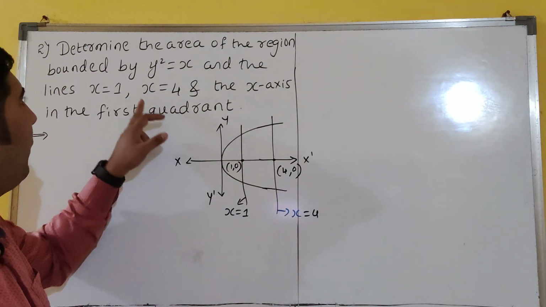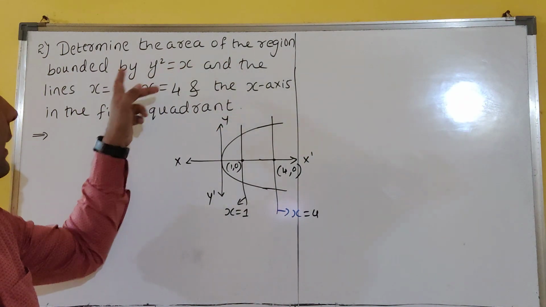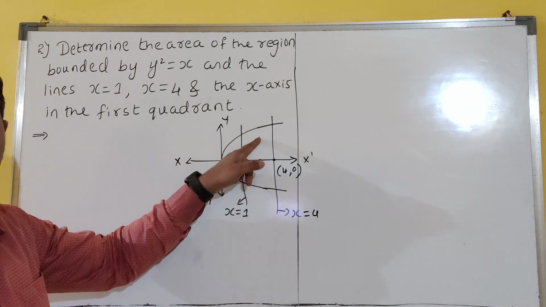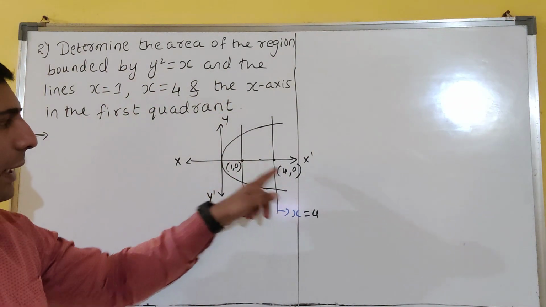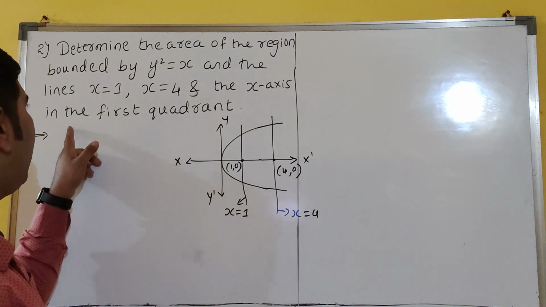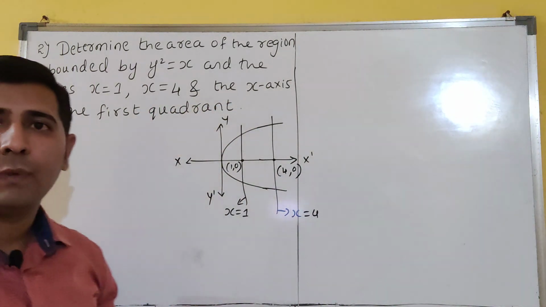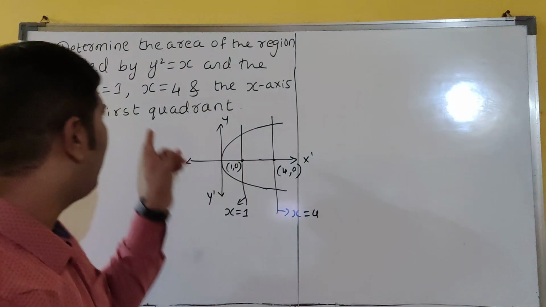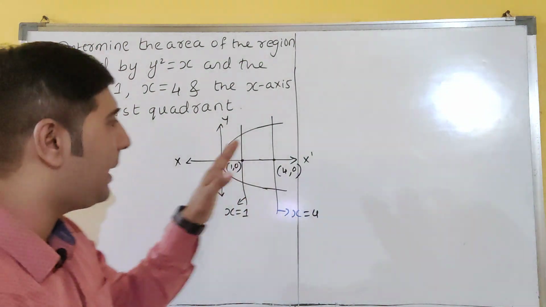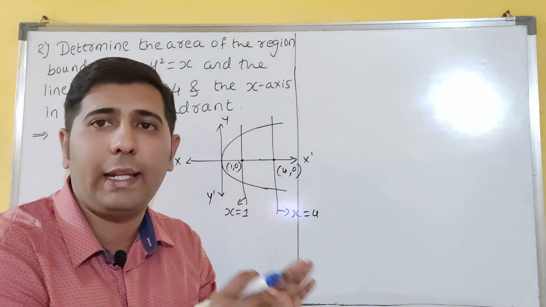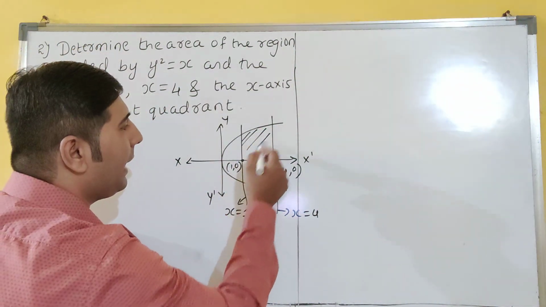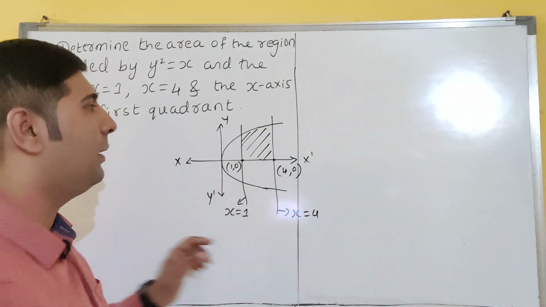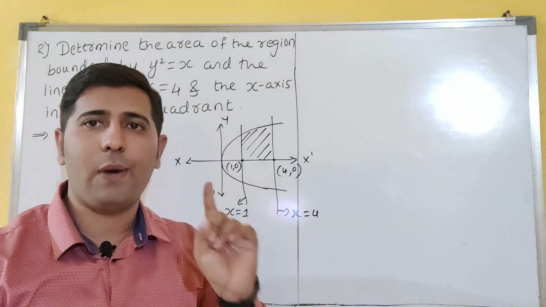So now which area do I have to find? Find the area of the region from this right hand parabola and these lines between 1 and 4, the x axis, first quadrant. Very important word is first quadrant, dear student. He has mentioned he wants only the area from the first quadrant. First quadrant means this area he is asking. Understood?